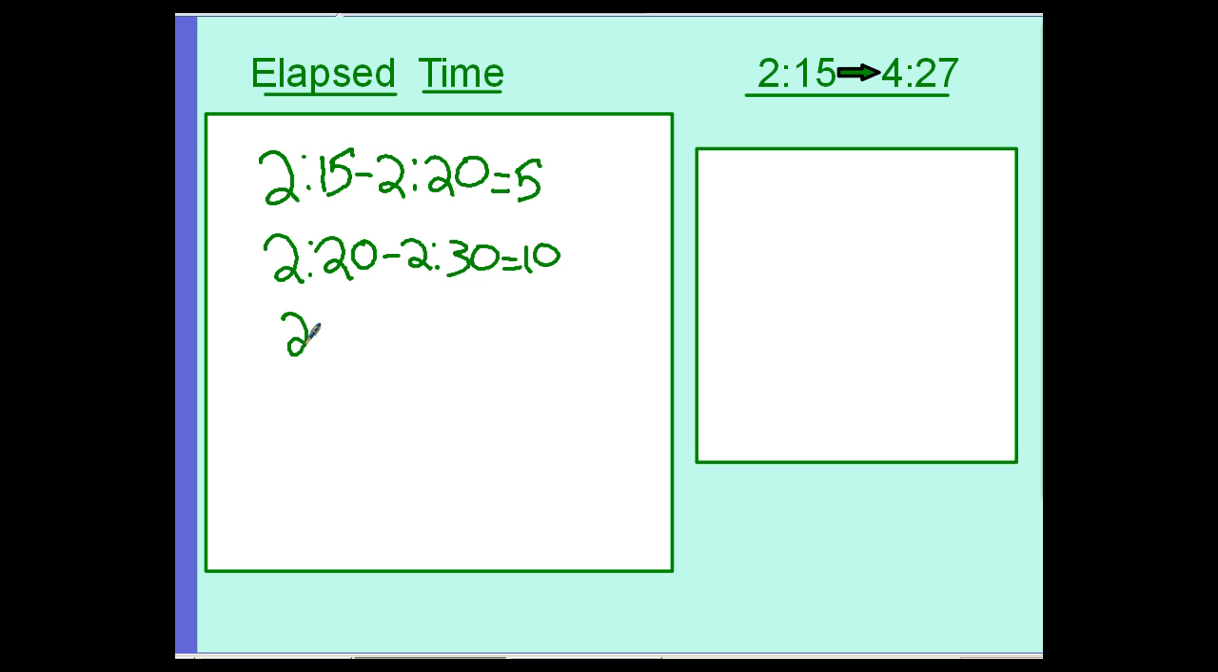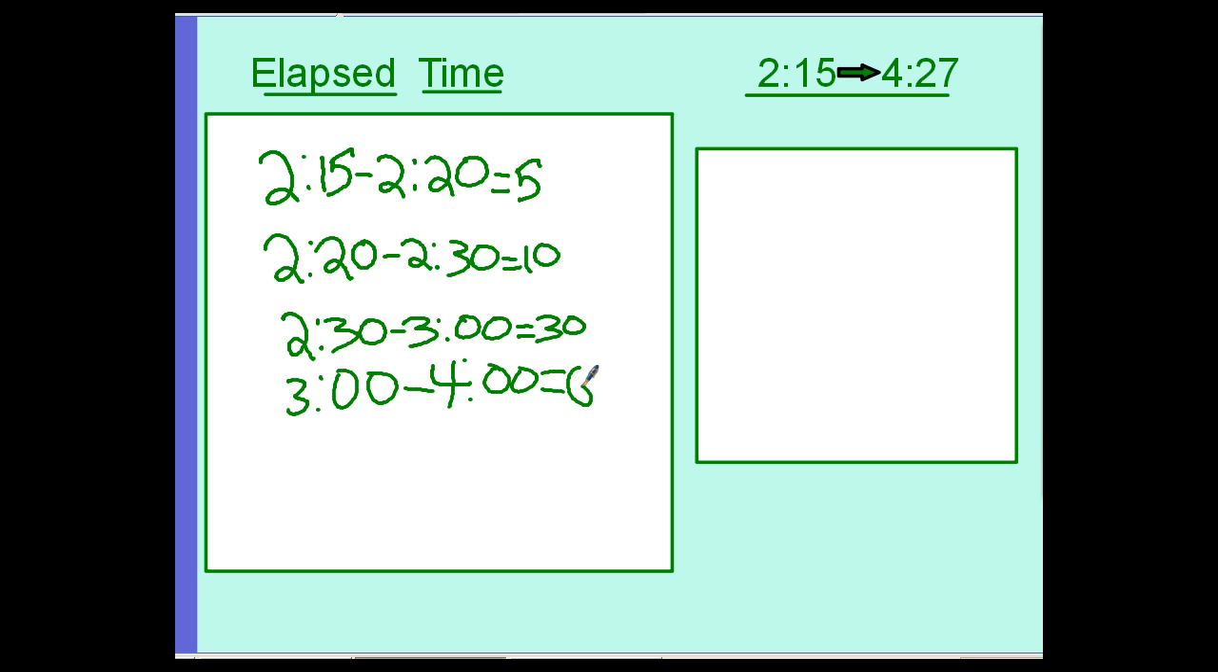Then you write 2:30 to 3, and that takes 30 minutes. Then you write 3 to 4, and that takes 60 minutes. That's the same thing as 1 hour.